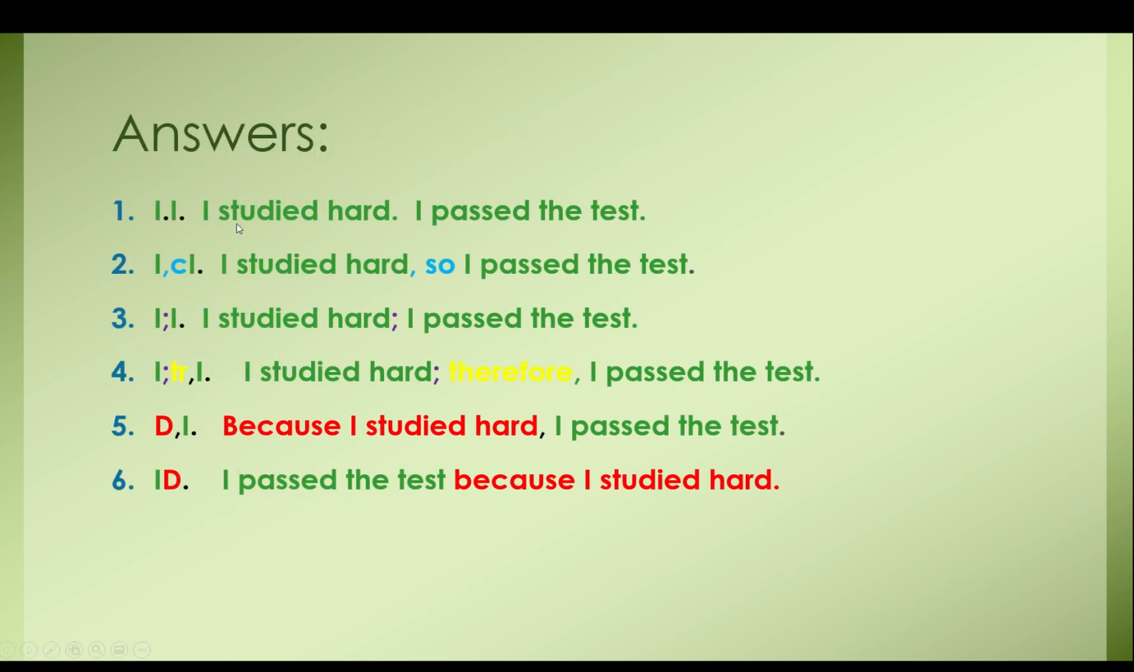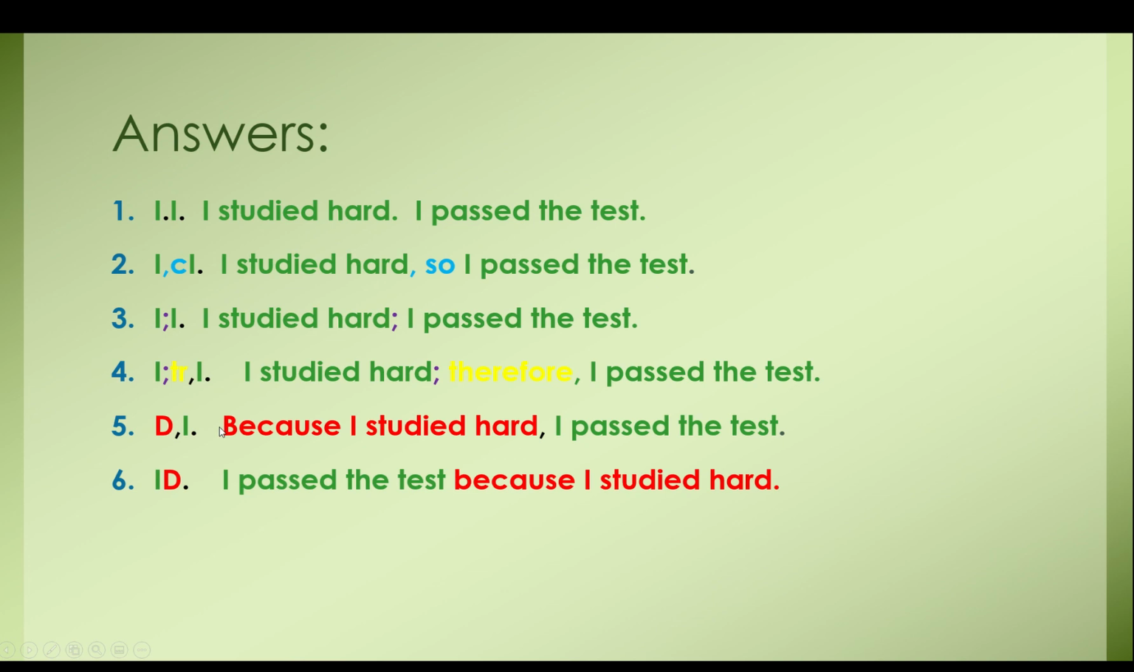I studied hard, period, I passed the test. Goes to I studied hard, comma, so I passed the test. Complete sentence to the left, complete sentence to the right. Next, I studied hard, semicolon, I passed the test. Complete sentence to the left, complete sentence to the right. A little bit fancier, I studied hard, semicolon, therefore, comma, I passed the test. You didn't have to choose the same transitional word as me. You didn't have to choose the same coordinating conjunction as me up in number 2. But as long as you have the form right.